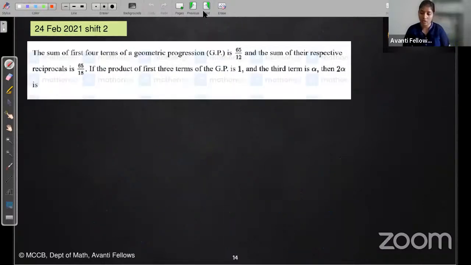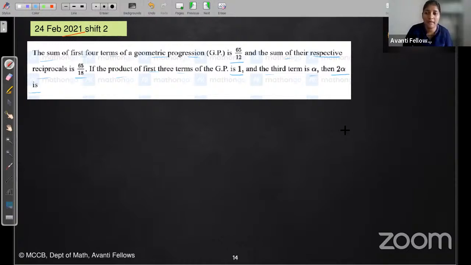We have one more question. This question was asked in the year 2021 Feb shift 2 session. Let's read out the question. The question says that if the sum of the first four terms of a geometric progression is 65 by 12 and the sum of the respective reciprocals is 65 by 18, and if the product of the first three terms of the GP is 1 and the third term is alpha, then 2 alpha is... Let's split this question.